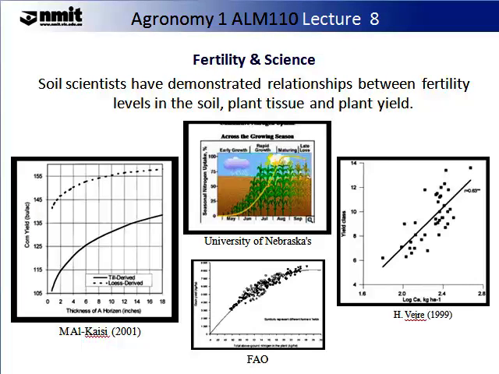Soil scientists for many years have been demonstrating the relationships between fertility levels in the soil and plant tissue and plant yield. For example, corn and depth of horizon A level are linked to yield. The deeper the horizon A level, the greater the yield. This was shown by Al Kassizi from the Department of Agronomy ICM in 2001. Nitrogen uptake is linked to crop growth stage. This figure from the University of Nebraska illustrates this concept.